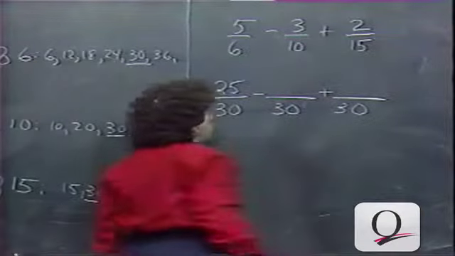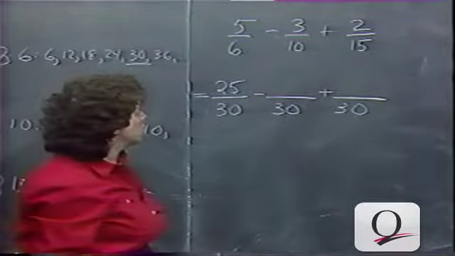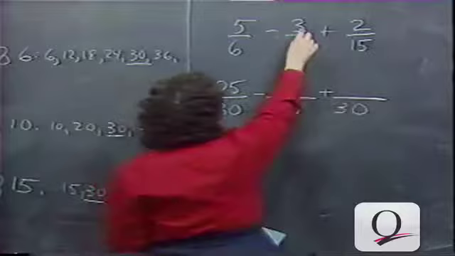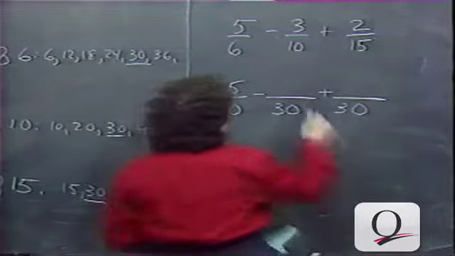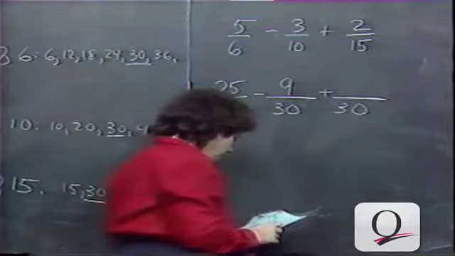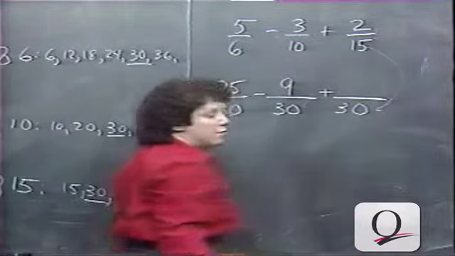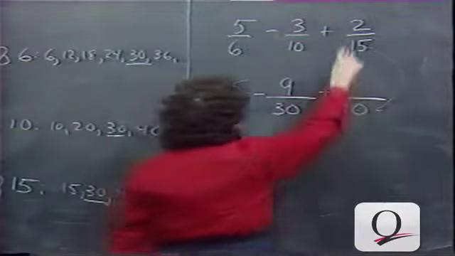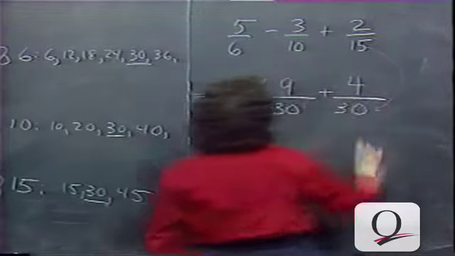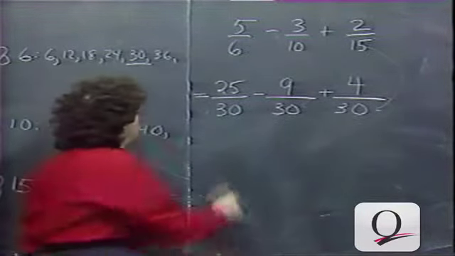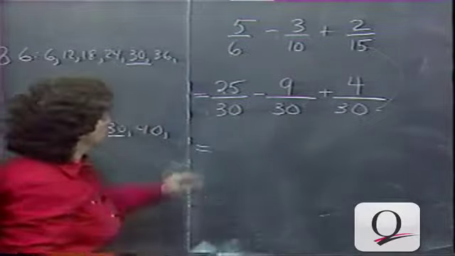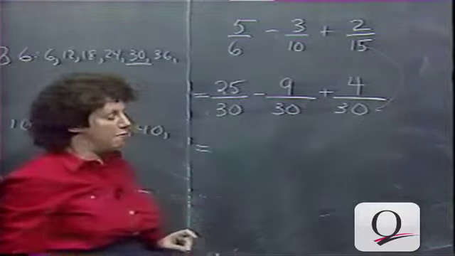Similarly, what do you have to multiply 10 by to get 30? You have to multiply it by 3. So you have to multiply the numerator by 3 as well, 3 times 3 giving you 9. And what do you have to multiply 15 by to get 30? You'd have to multiply 15 by 2, so you have to multiply the numerator by 2 as well. So we were able to write each of these fractions as an equivalent fraction having the same denominator.